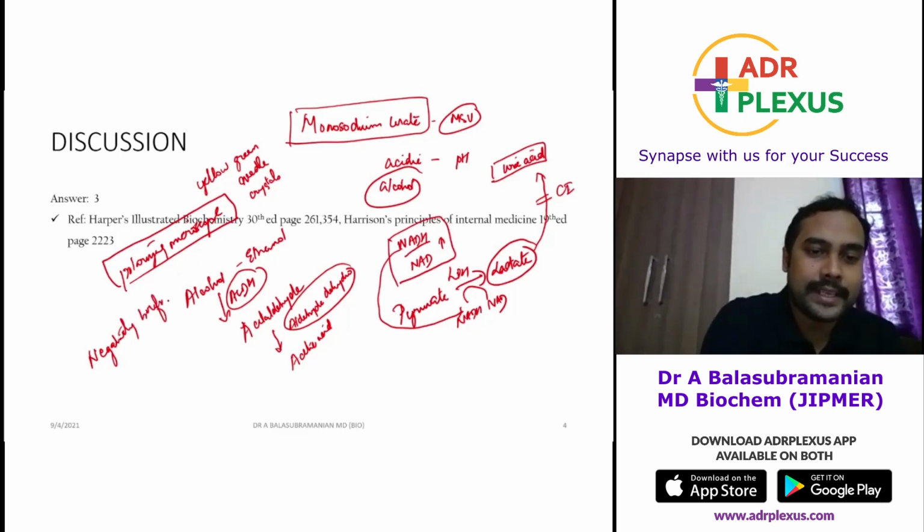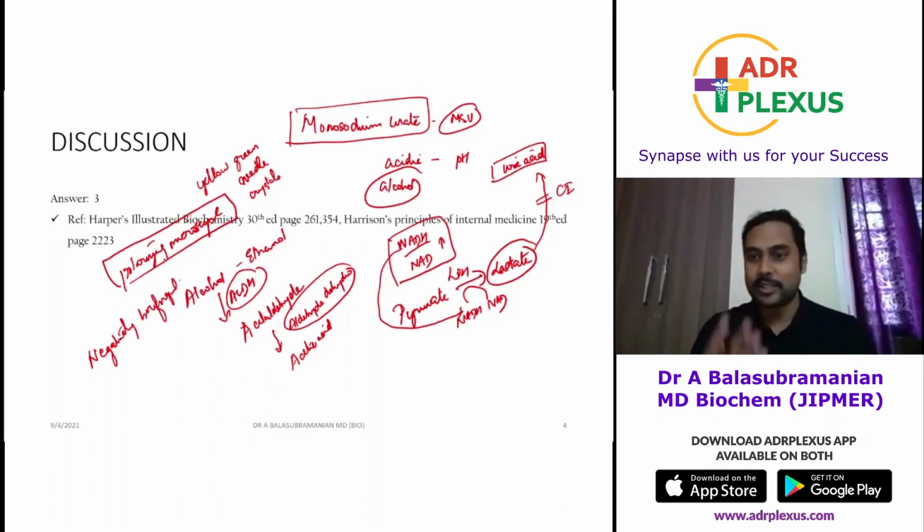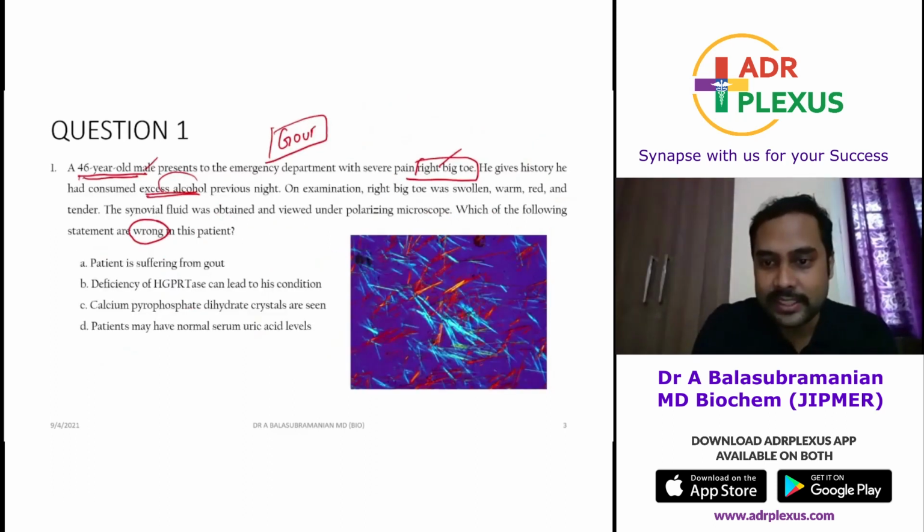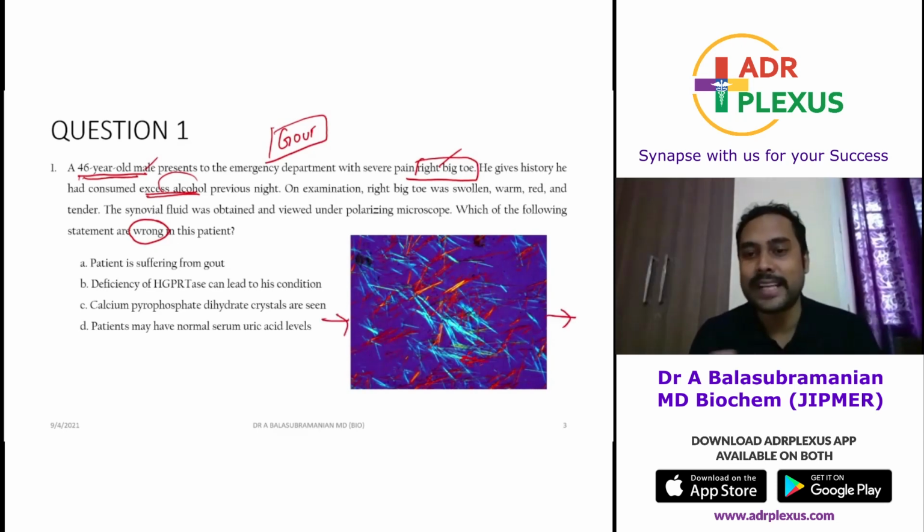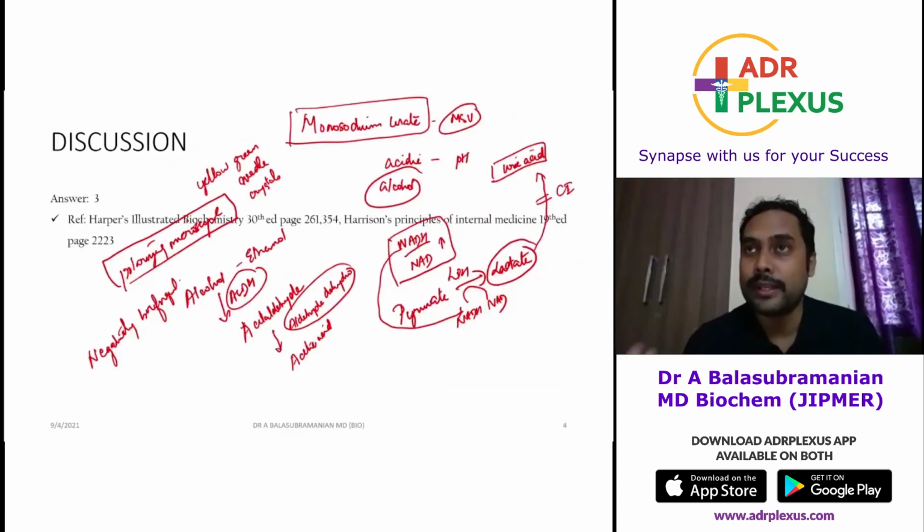What is meant by that is, see, it's too technical, but let me tell. The axis of the light passing and the crystals visualizing is to the opposite side. See here, the crystals are visualized to this side, right? But the light will be passing from this side to this side. So this is called negatively birefringent crystals. These are the yellowish green crystals. So monosodium urate crystals are yellowish green, viewed under a polarized microscope, negatively birefringent crystals.